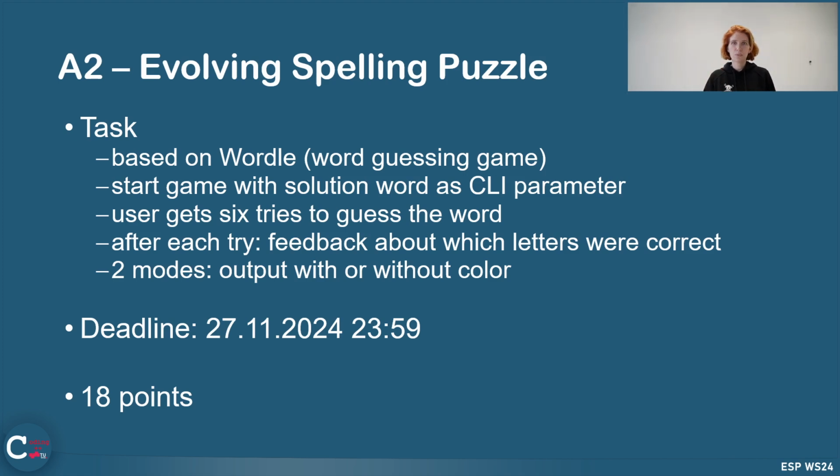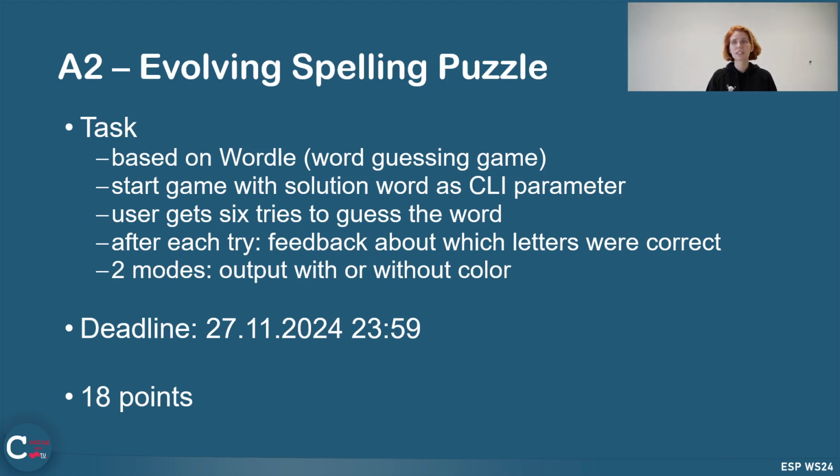In your program, you will start the game with the solution word as a CLI parameter, and the user then gets 6 tries to guess this word. After each guess, they get feedback on which letters were completely correct, so the right letter in the right position, and which letters were part of the solution word but are not in the correct position. The program can also be started in 2 modes, which only affect the output: either the output is in color or it's without color.